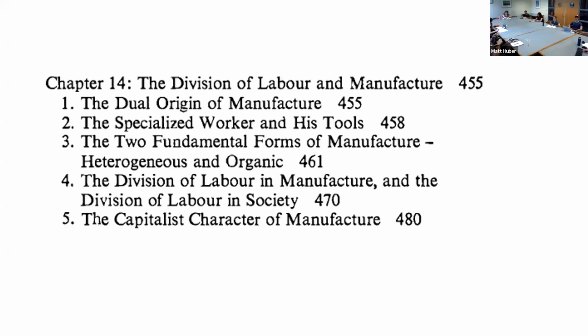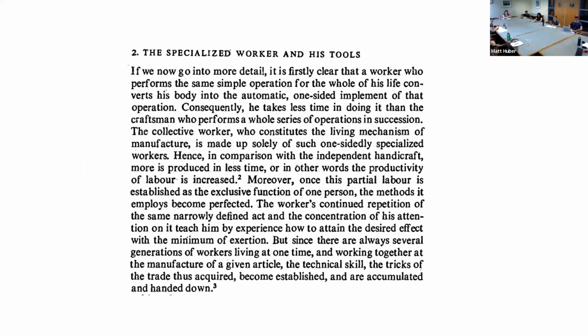Okay, so several sections here. Let's just get through them. The specialized worker and their tools. I think he sums this up in the opening paragraph of this section. "It is firstly clear that a worker who performs the same simple operation for the whole of their life converts their body into an automatic one-sided implement of that operation. Consequently, they take less time in doing it than the craftsperson who performs a whole series of operations in succession."